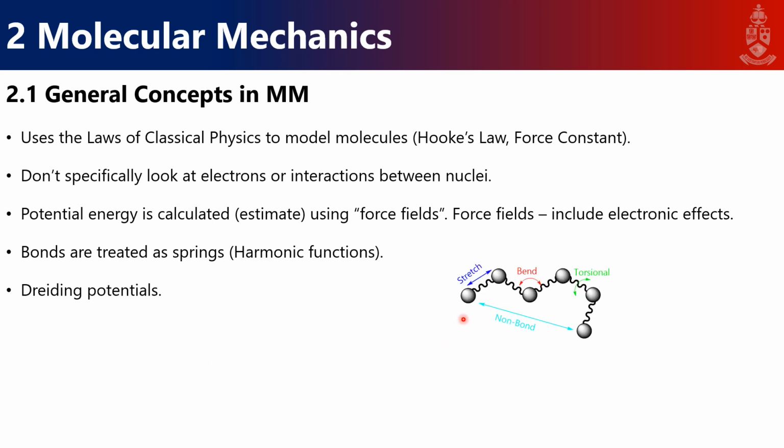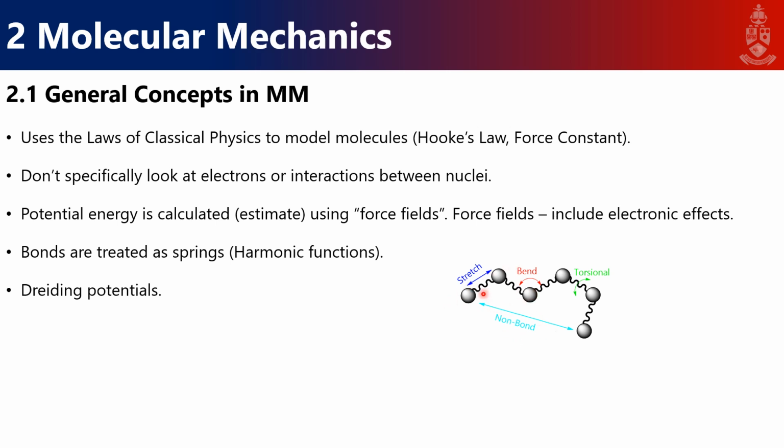So if you look at the molecule, let's say, for example, this is not a real molecule, but this is how molecular mechanics looks at a molecule. You have balls of charge that are connected. If they are connected, they can have three kinds of interactions: either stretch, bend, or torsional. And those that are not connected have what we call non-bonding interactions.